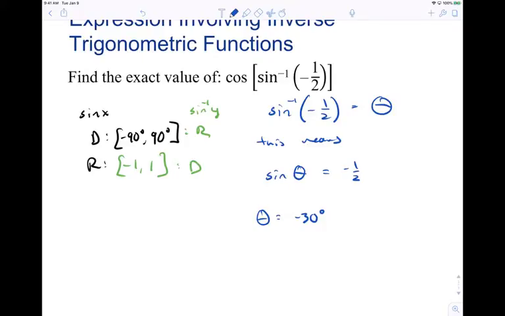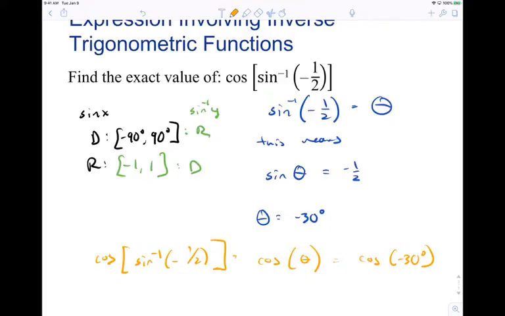Okay, so if theta is negative 30 degrees, now what we want to do is, let's choose this color, cosine of inverse sine of negative 1/2 should be equal to cosine of that new angle we just discovered. So that's going to be cosine of negative 30. Anybody remember something we said last time when we take cosine of a negative?